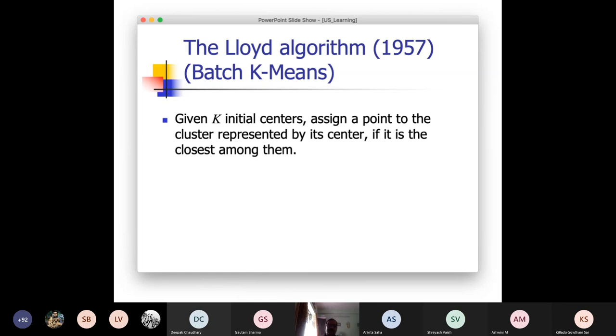So, given K initial centers, let me describe what this algorithm does. I also have a figurative description, but here let me just give a simple summary. And I will ask one of you to summarize. Please note it carefully. What we do here is consider K initial centers.